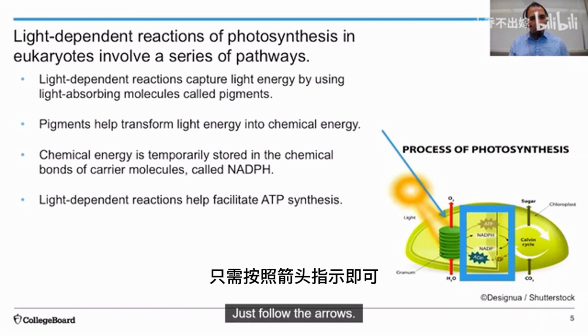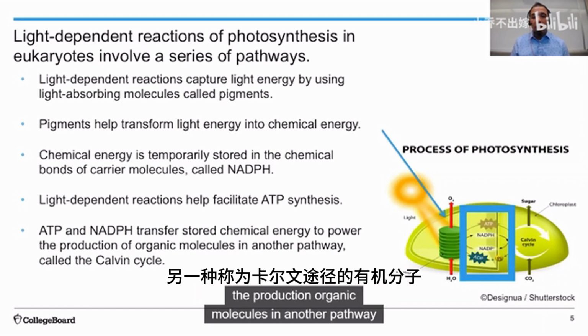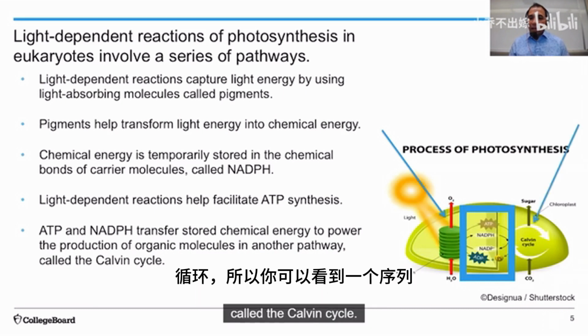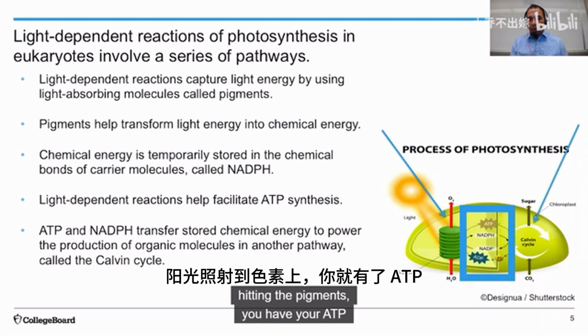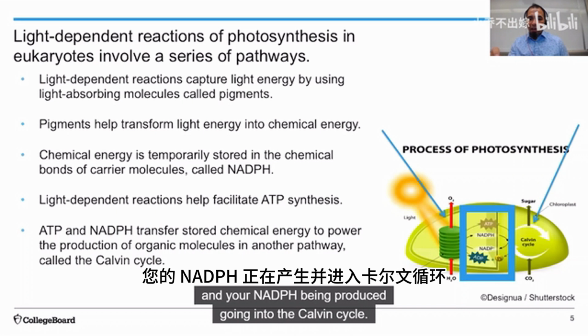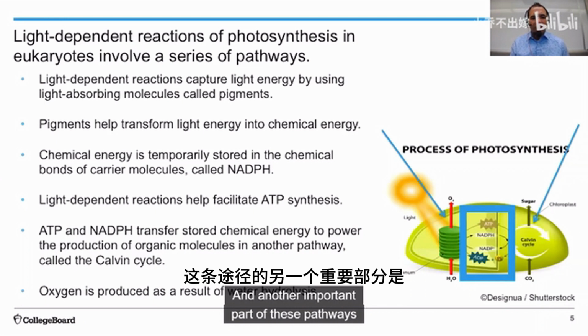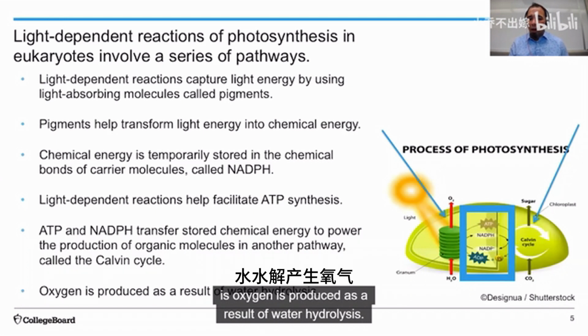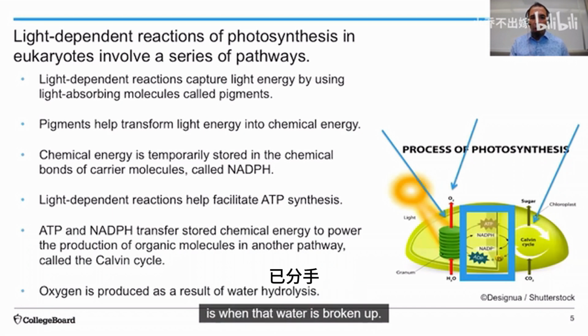Just follow the arrows. ATP and NADPH transfer stored chemical energy to power the production of organic molecules in another pathway called the Calvin cycle. And so you can see a sequence: sunlight hitting the pigments, you have your ATP and your NADPH being produced, going into the Calvin cycle. So think of it as a small series of pathways. And another important part of this pathway is that oxygen is produced as a result of water hydrolysis. That's where the oxygen is being produced, when that water is broken up.